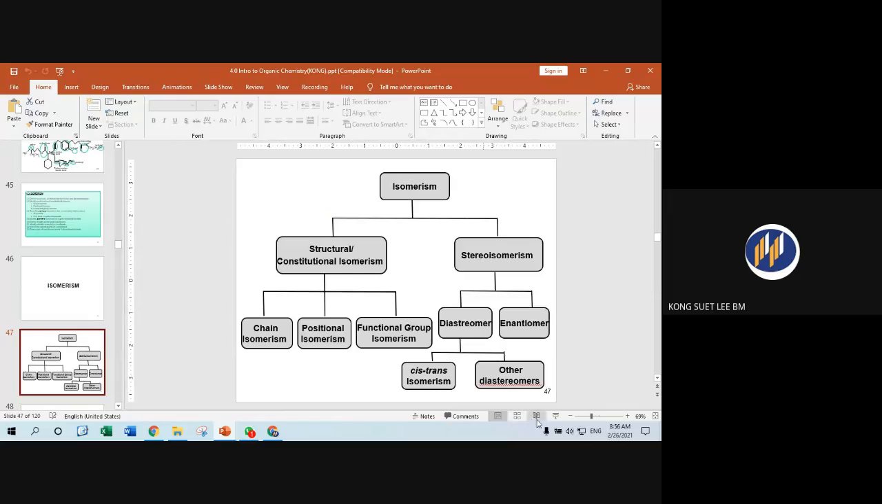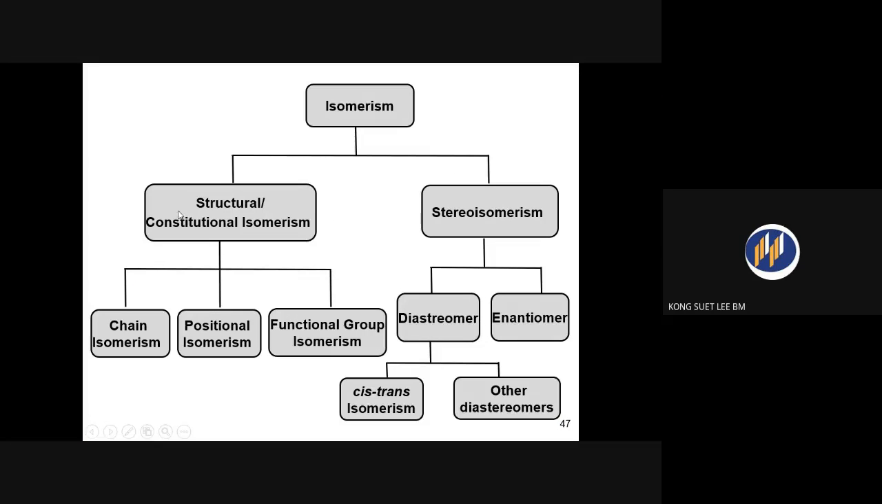Okay, yes, this one. Just now we learned about structural isomer or constitutional isomer. There are 3 types: chain isomer, positional isomer, and functional group isomer. And then stereoisomer, there are 2: diastereomer and enantiomer. And the diastereomer is actually the same as geometrical isomer or cis-trans isomer. Okay, that's all for today.